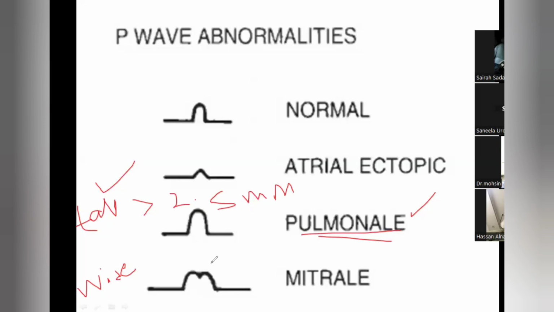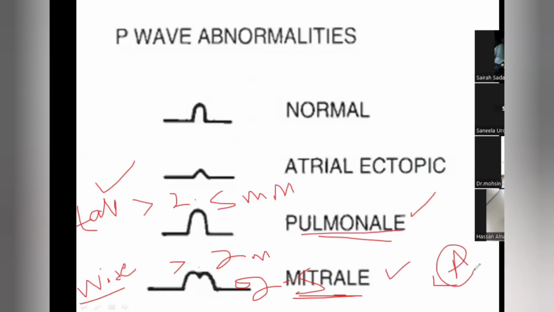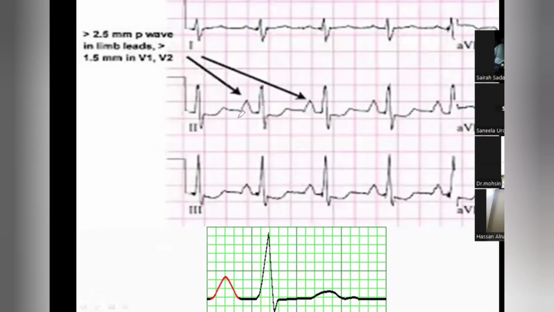As the name indicates, pulmonale, like pulmonology, it gives you information about something going wrong in the lungs. All right, and what is wide? When the P wave is more than 2 mm, and somewhere it is written more than 2.5 mm wide, we call it mitral. As the name indicates, mitral gives you information about the left side of the heart, the left atrium. P pulmonale will give you information about the right atrium, and P mitral will give you information about the left atrium.